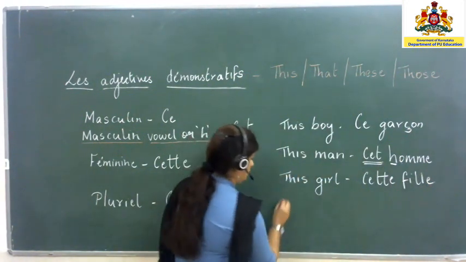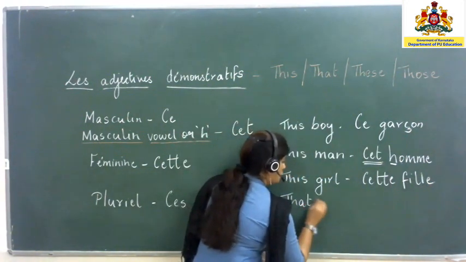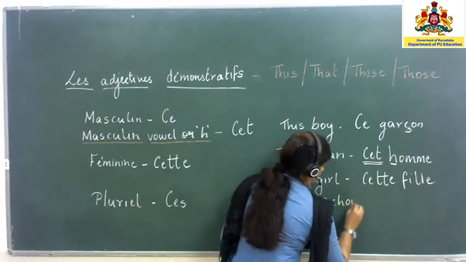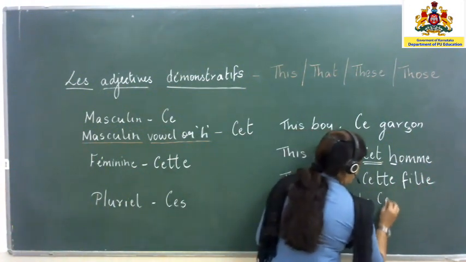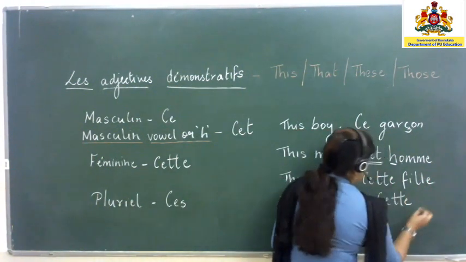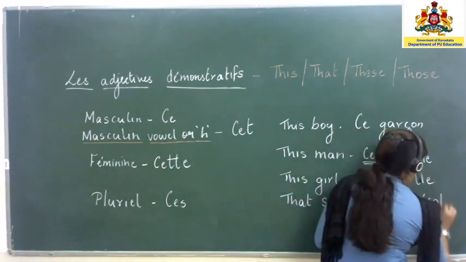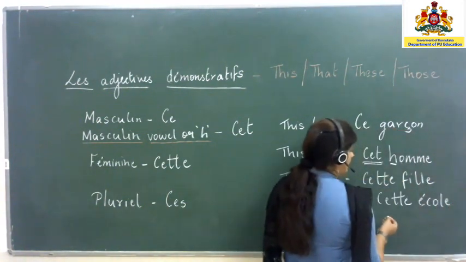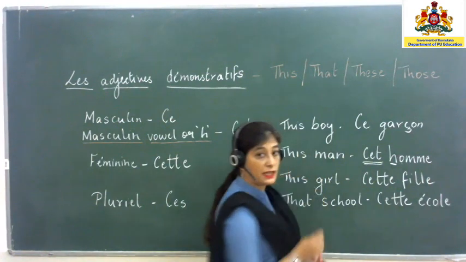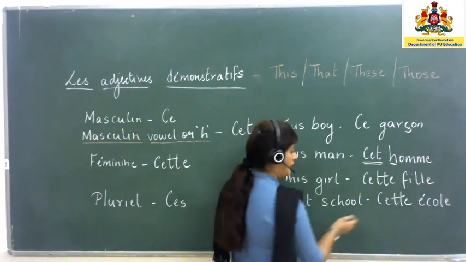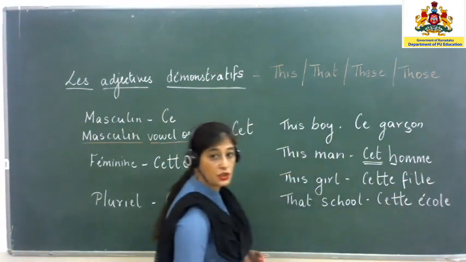This school or that school is going to be CETTE. Even though the word starts with a vowel, we do not use CET. CET is used only for masculine starting with a vowel or a H. So cette école, this school.